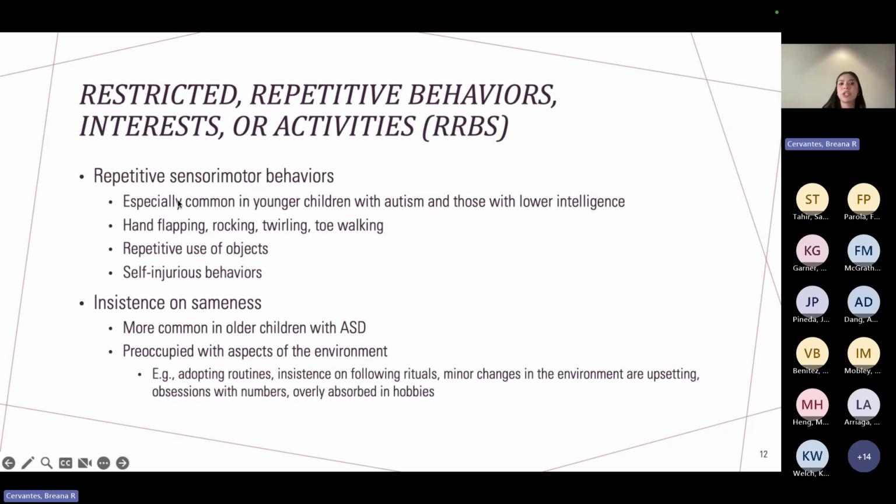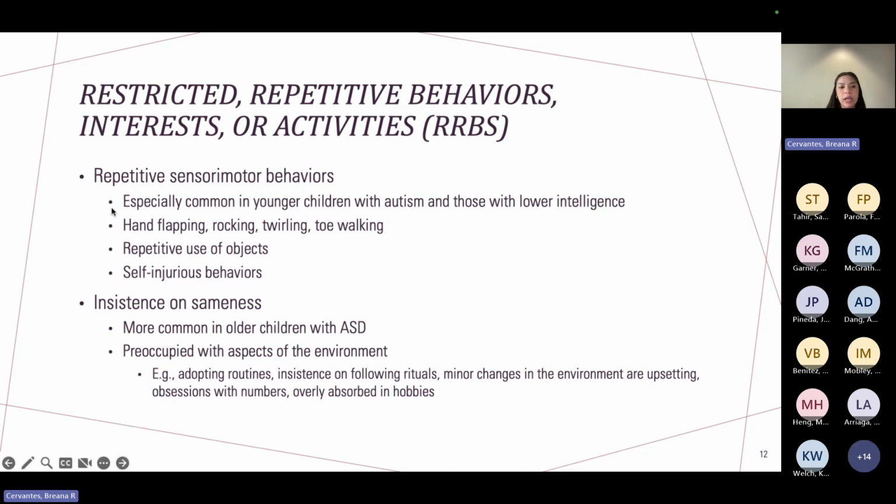So in terms of repetition, when we look at motor behaviors, we see it most often with younger kids. You see it a lot with young children with autism and those with lower intelligence, in the sense of what we talked about on Friday with intellectual disabilities. So you might see repetitive motor behaviors, and that might be hand flapping, rocking, twirling, toe walking, repetitive use of objects, and potentially self-injurious behaviors.